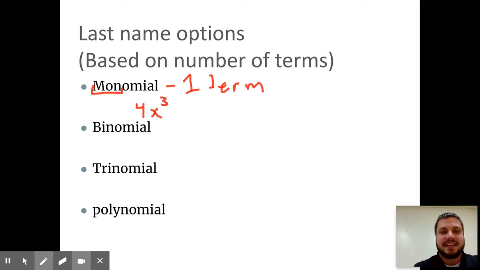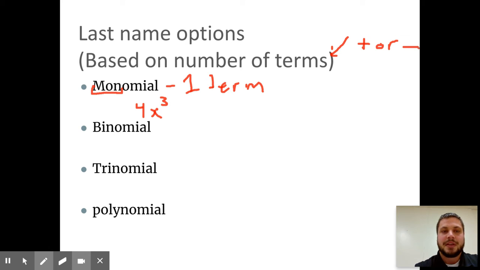4x to the third, that is a cubic monomial, one term. Largest degree of 3, cubic, one term, monomial. Now, terms, just so you know, are separated by plus or minus signs. So I know that we have the 4 and the x to the third, but there is not a plus or minus sign in that problem, meaning it's all one term.